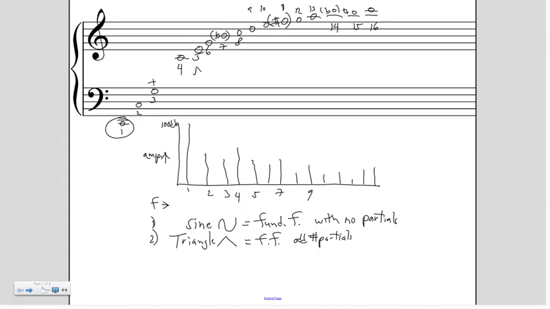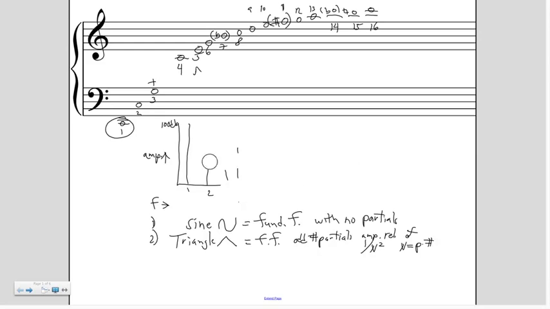So you take just the odd number partials, but they have an amplitude relationship of 1 over n squared. N is the partial number. And I'll abbreviate here, sorry. So if we think about what are the, let me go back and maybe get rid of this. 1 over n squared means that each partial that's present in our sound will be divided by the partial number squared.